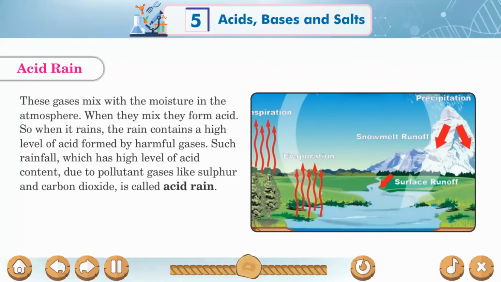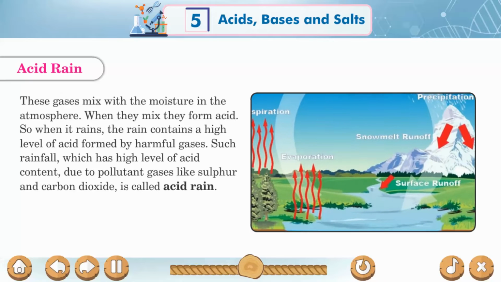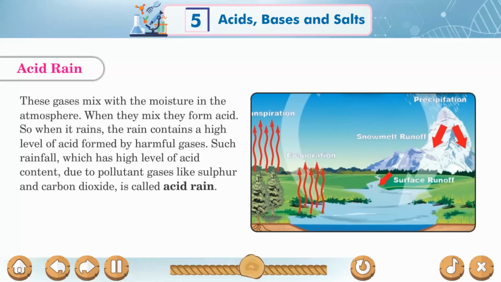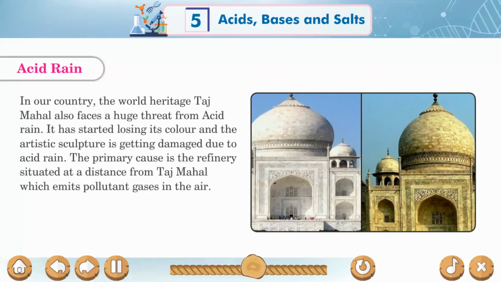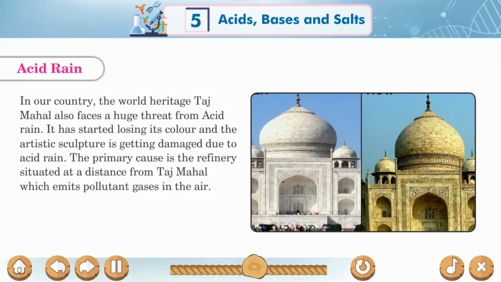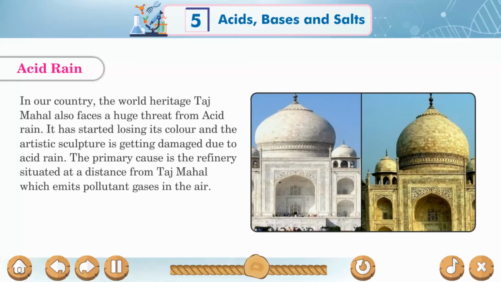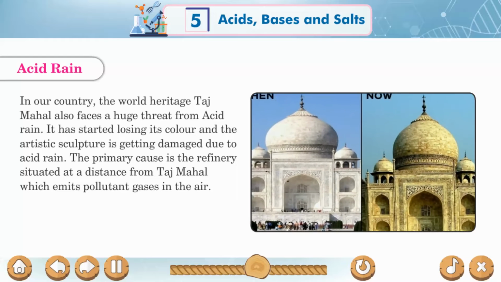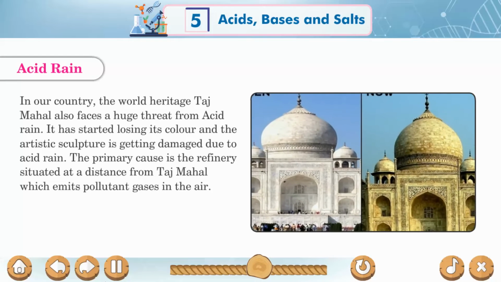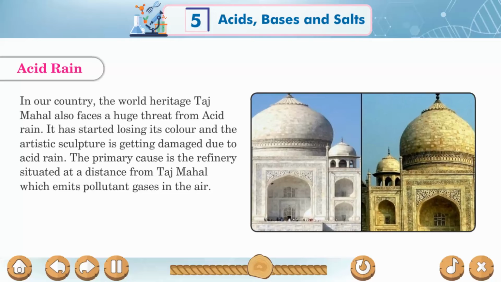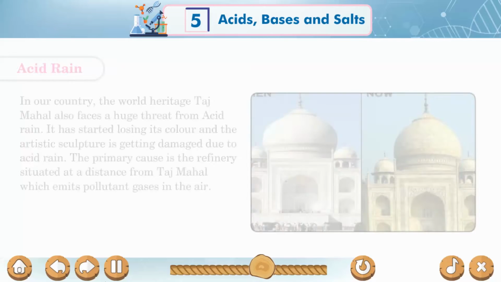Such rainfall, which has a high level of acid content due to pollutant gases like sulfur dioxide and carbon dioxide, is called acid rain. In our country, the World Heritage Taj Mahal also faces a huge threat from acid rain. It has started losing its color and the artistic sculpture is getting damaged due to acid rain. The primary cause is the refinery situated at a distance from Taj Mahal, which emits pollutant gases in the air.